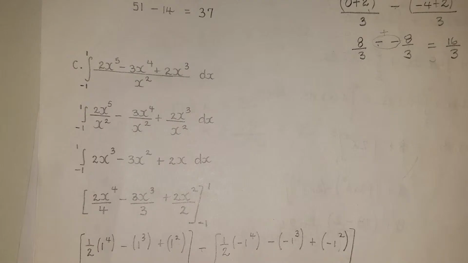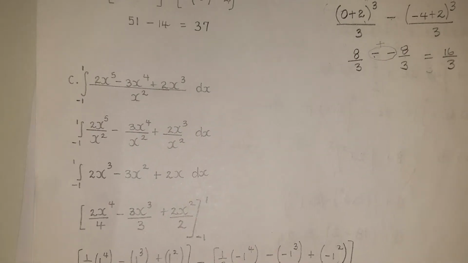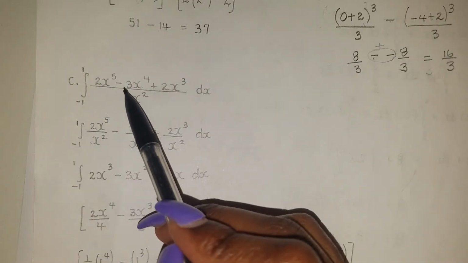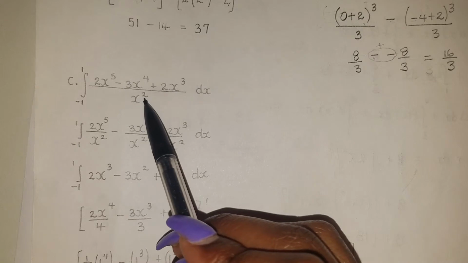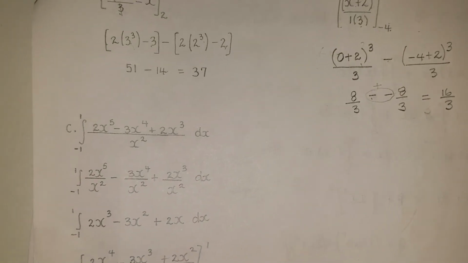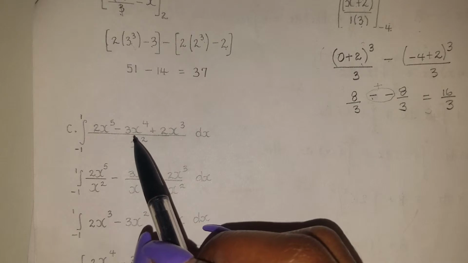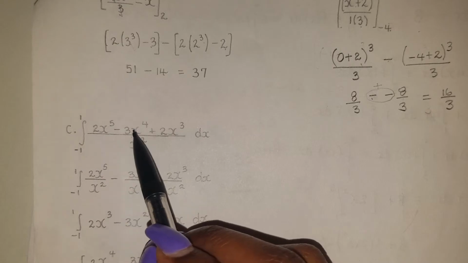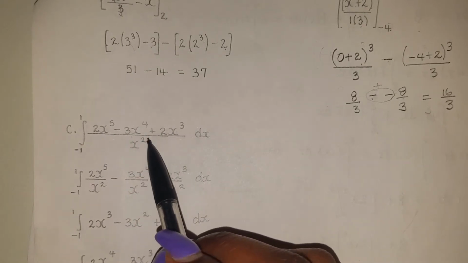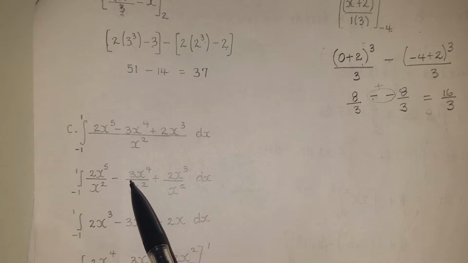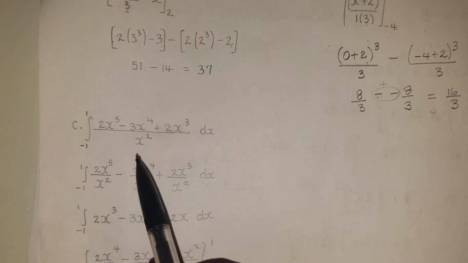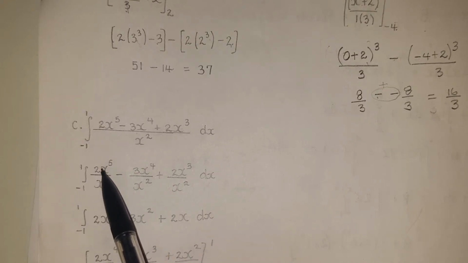In our C question, we have the integral from negative 1 to 1 of the function 2x to the 5 minus 3x to the 4 plus 2x cubed all over x squared. Now, in order for us to evaluate this, we need to first simplify. And to do that, we give each function the same denominator of x squared and simplify. So 2x to the 5 over x squared, when we are dividing, we subtract the powers. So this gives us 2x cubed, 5 minus 2 is 3.